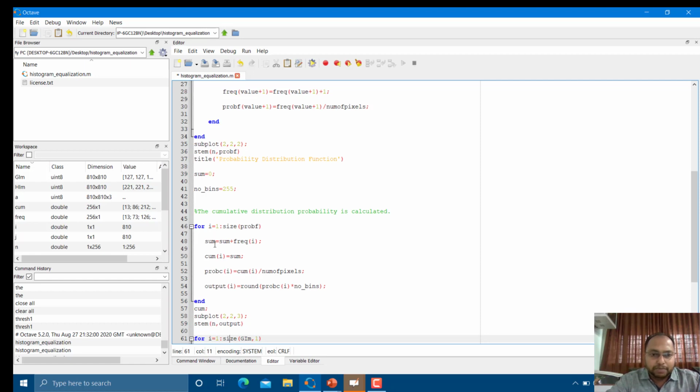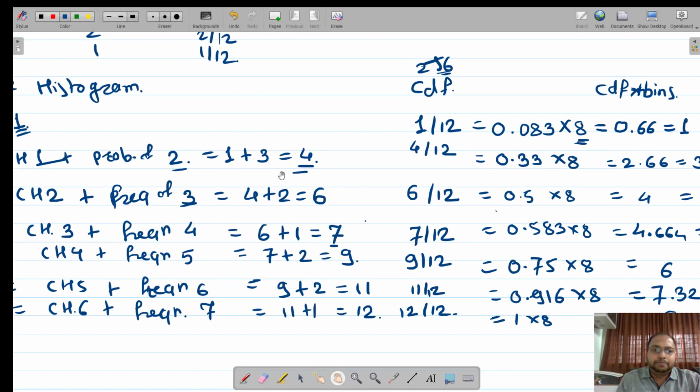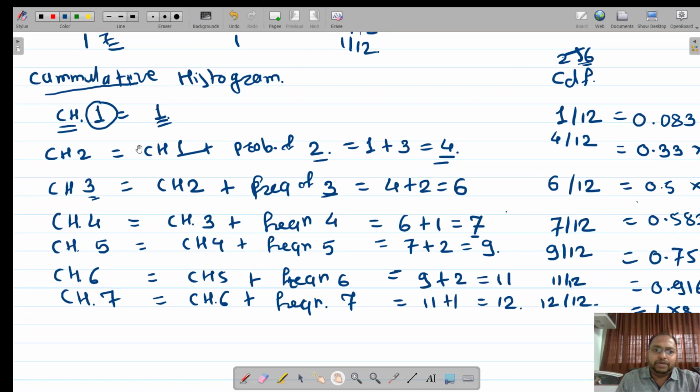Fine. So this is nothing but sum is equal to sum plus frequency of I. Right now we have defined sum as 0. Sum means cumulative addition, no? So for I equals 1, sorry, up to the size of probability f, that is also ranging from 1 to 256. Now we are going to find out first like that. Just concentrate over here as we did it over here, the histogram.